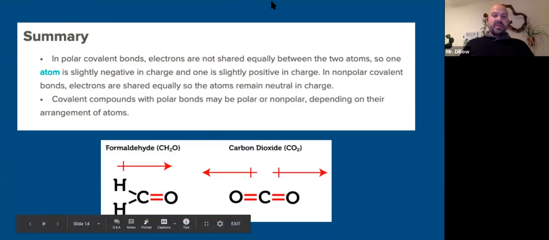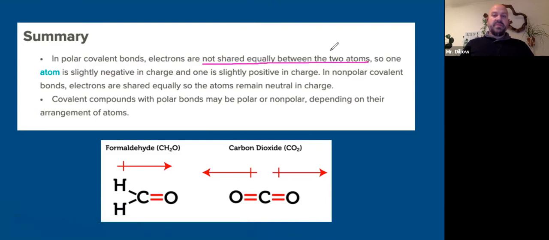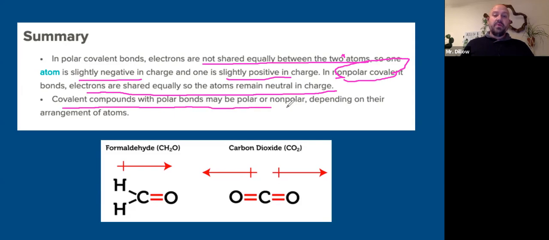So in summary, polar covalent bond means that electrons are not shared equally between the two atoms, but it could be more, so we'll say two plus atoms. So one atom is slightly negative in charge and one is slightly positive in charge. In nonpolar covalent bonds, electrons are shared equally, so the atoms remain neutral in charge. So covalent compounds with polar bonds can be polar or nonpolar. It depends on the arrangement. Like I said, is it symmetrical or not?